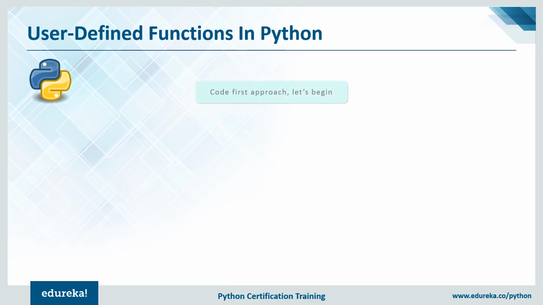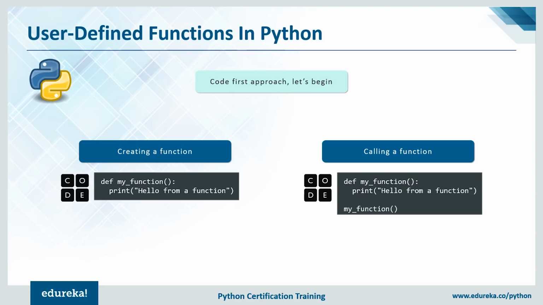So what are user-defined functions? As I said, we'll be taking the code-first approach here. I have for you two simple syntaxes. The first one is how we can create a function, and the second one is how we can call the function. We have looked at this previously, but let me quickly tell it again. def my_function: def is the keyword, and my_function is the name of the function. What do I want this function to do? I want it to print hello from a function.